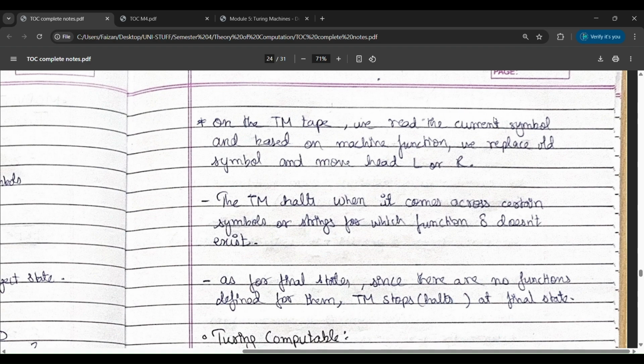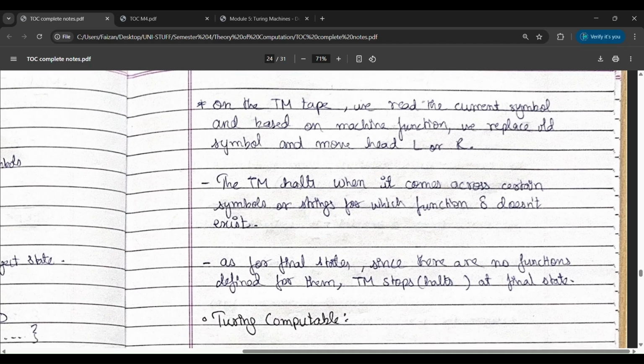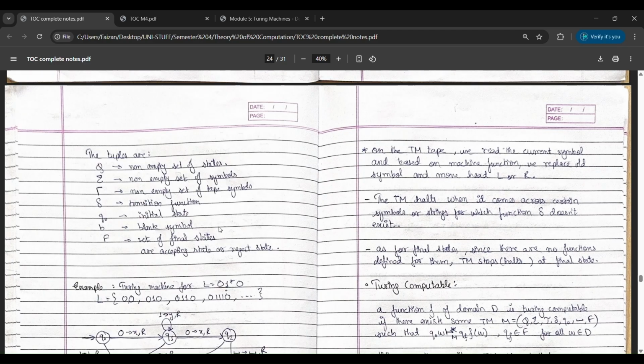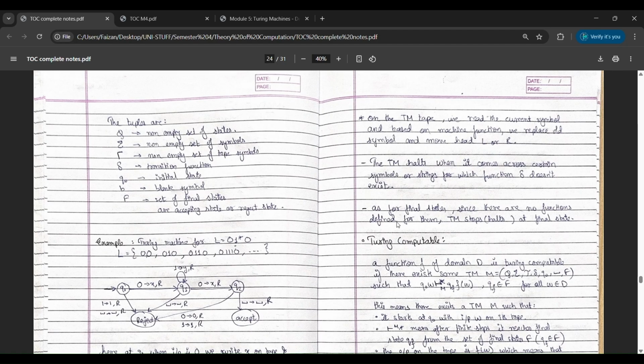On the Turing machine tape, we read the current symbol, and based on the machine function, we replace the old symbol and move the head left or right. Okay, this is the basic thing. The TM halts. This is important. The Turing machine halts when it comes across a certain symbol or string for which the function isn't defined or doesn't exist. What does this mean?